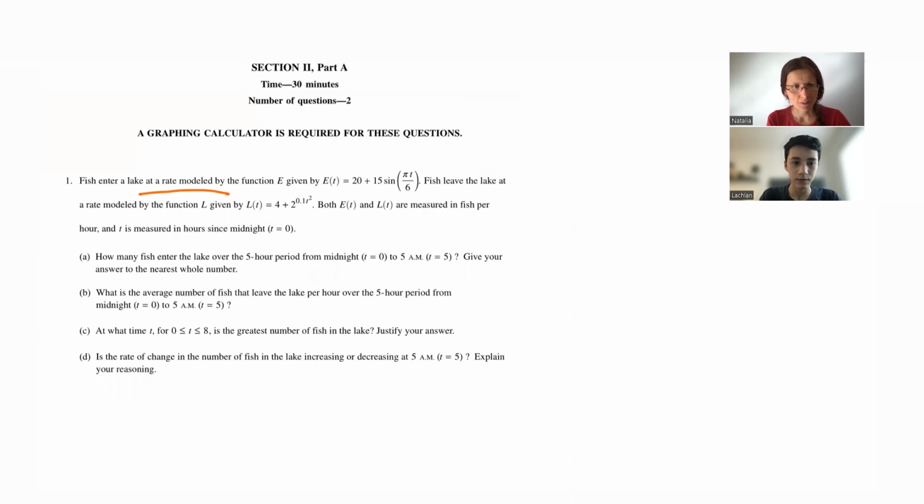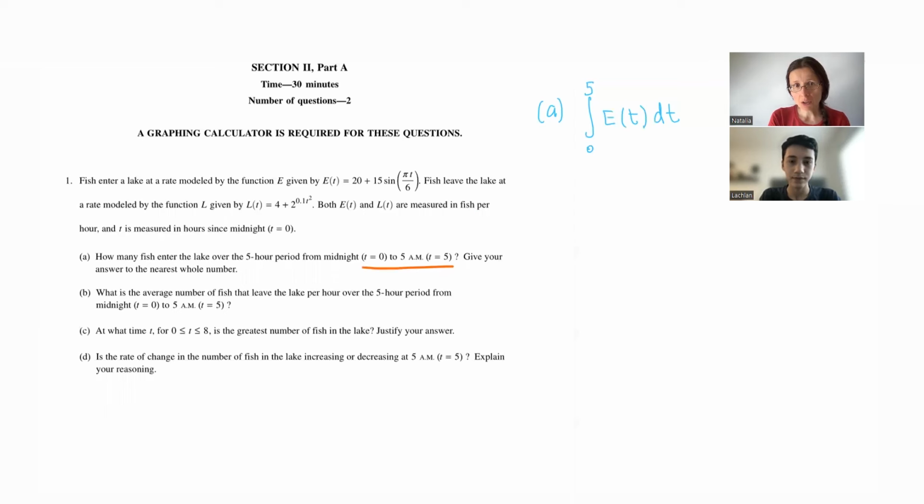entering and exiting. First question, how many fish enter the lake over the 5-hour period from midnight to 5 a.m.? So from t = 0 to t = 5. And we are interested in the fish entering the lake. So here we're going to want to take the integral from 0 to 5 because those are the endpoints we're given of the entering function only, because we're only looking for the amount of fish that enter the lake. So we take that of E of t dt and then round this answer to the nearest whole number.